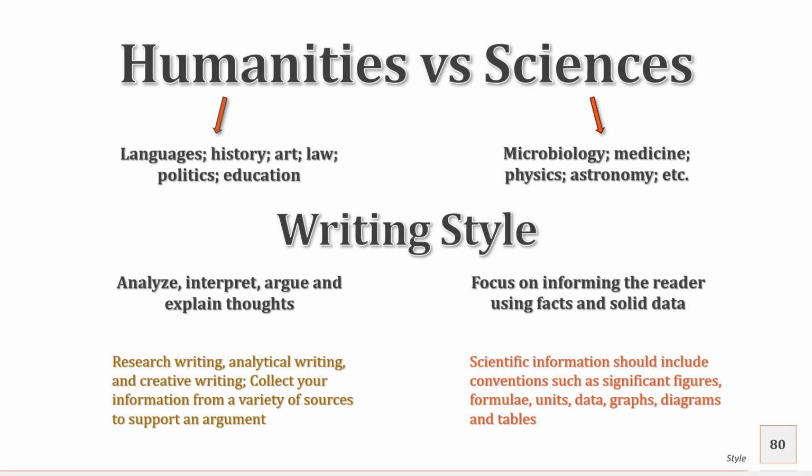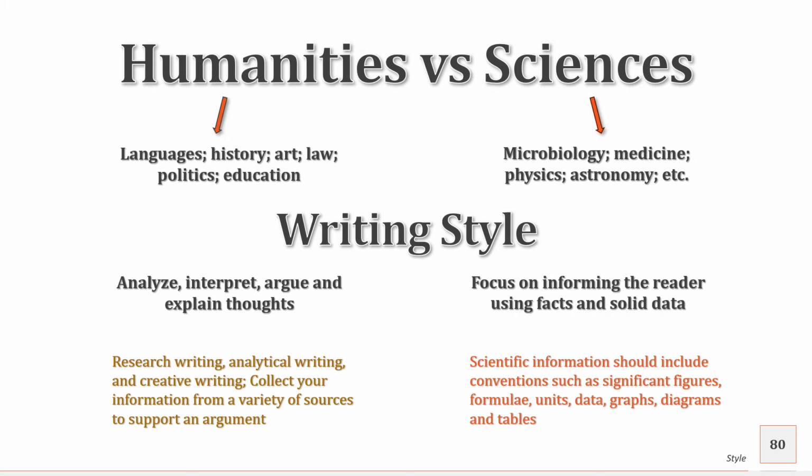The next part in this section is humanities versus sciences. Some things that we should keep in mind: who is the audience, and what is the purpose of our writing? Here we will have a look at the different writing styles we use in different courses, because as you know, different courses have different writing styles. So what is the difference between humanities and sciences?